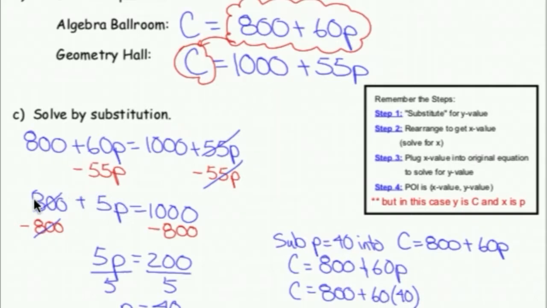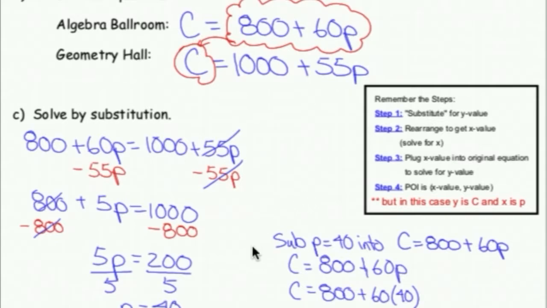We now want to isolate p and get it by itself. So we have to get rid of the 800 from this side. 800 minus 800 is 0, so it crosses out. And whatever we do to this side, we now have to do to this side. So we have to minus 800 from this side. So we get 5p equals 200, because 1,000 minus 800 is 200. And so we now want to get p alone. Because it's multiplied by 5 here, we now have to divide. So we divide both sides by 5, which leaves us with p equals 40.